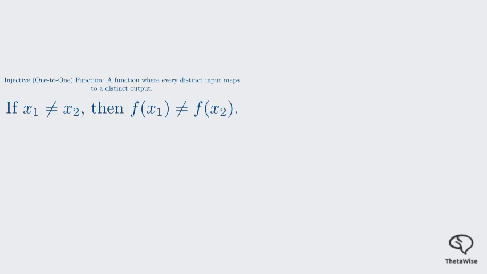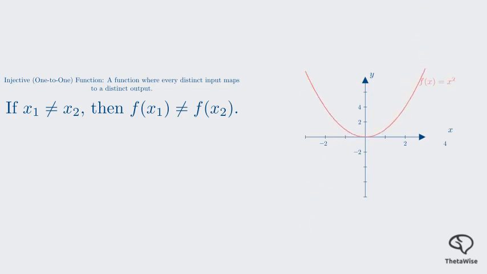A great visual test for this is the horizontal line test. If you can draw any horizontal line that crosses the graph of a function more than once, it is not injective. If every horizontal line crosses at most once, it is injective. For example, the function f of x equals x cubed is injective. Any horizontal line you draw will cross its graph only once.